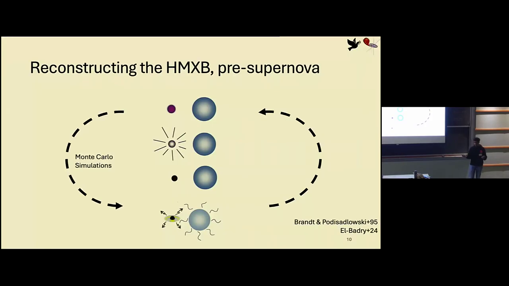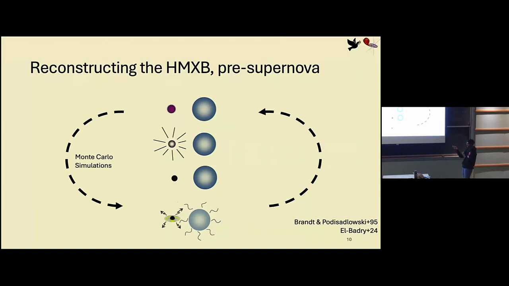And this is actually pretty useful because then we can use the observed X-ray binary to retrace what it looked like just before the supernova. We can do this with Monte Carlo simulations where you simulate the outcomes of millions of supernovae in binaries and then select for systems that match your observed X-ray binary parameters today.